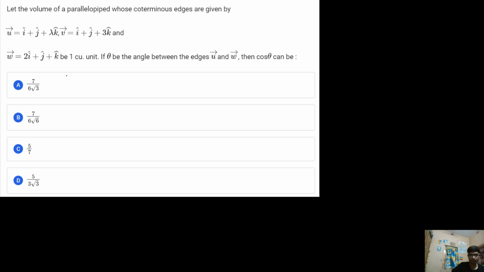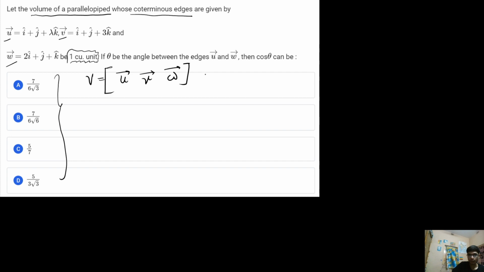So basically there is a question which relates to the volume of the parallelepiped whose coterminous edges are given by u vector, v vector and w vector, such that this is 1 cubic unit. So from here it is given that the scalar triple product of this u vector, v vector and w vector has a value of 1. So if the question gives 1, and these vectors are represented in terms of components, then we directly go and solve this in the form of a determinant.